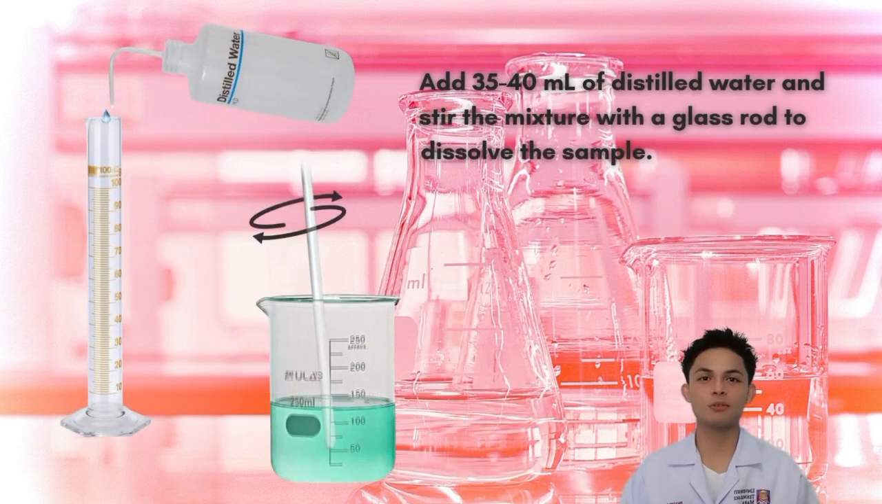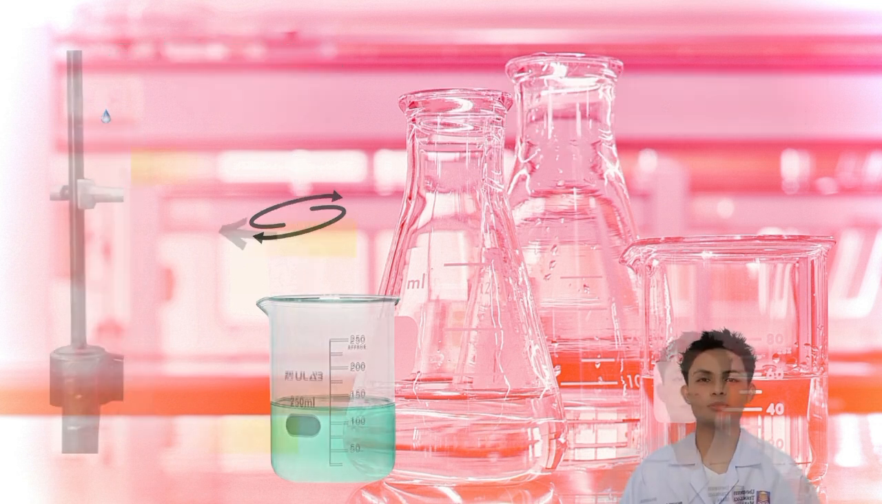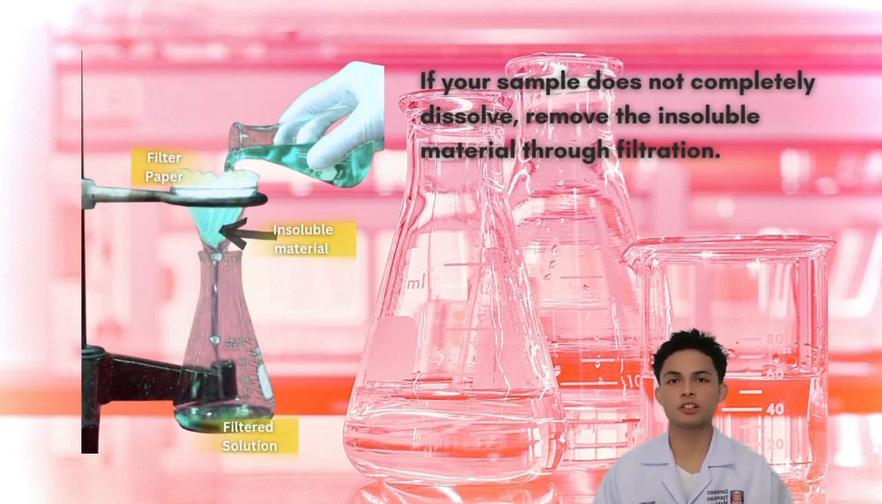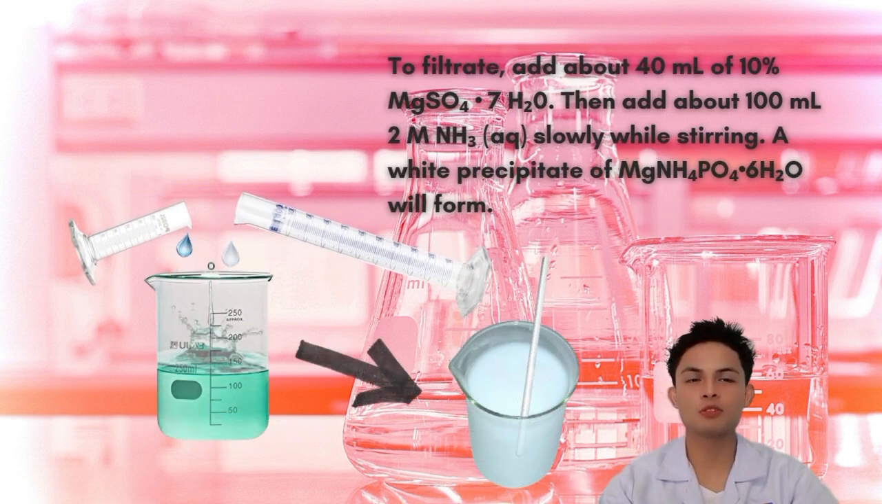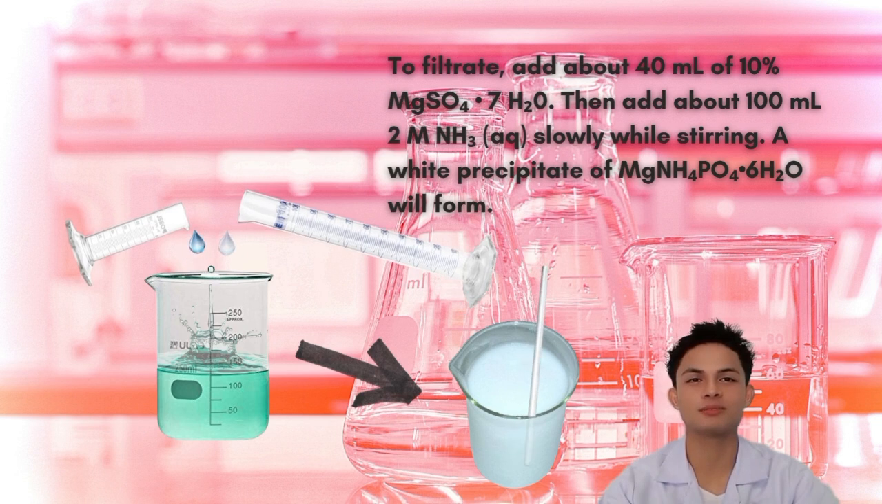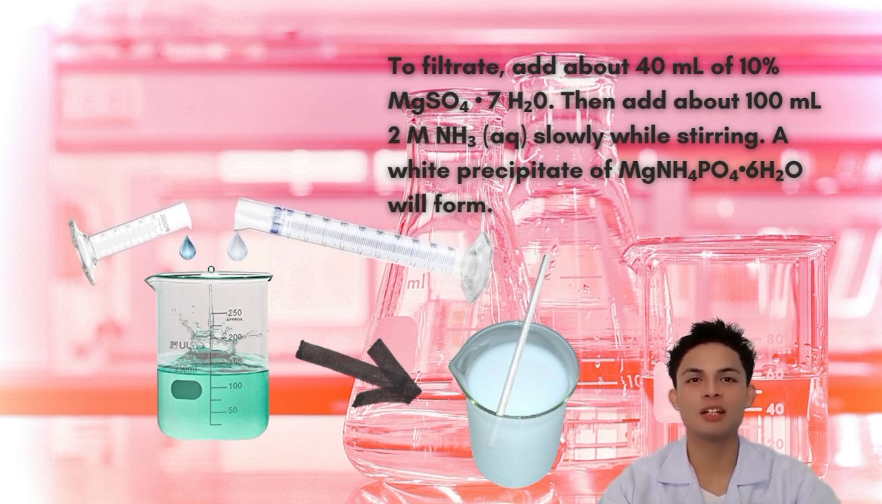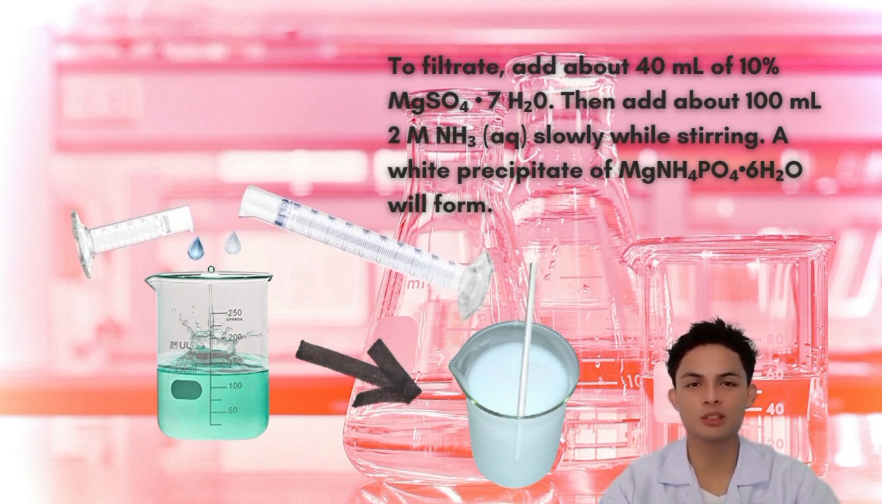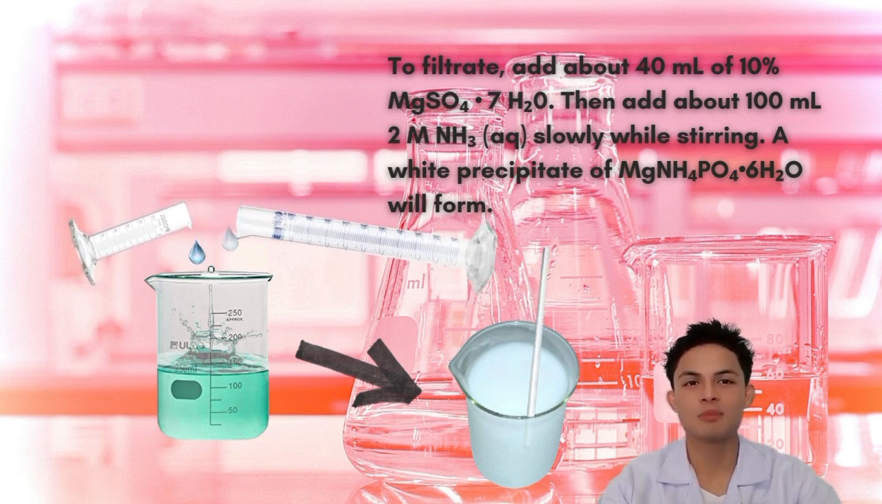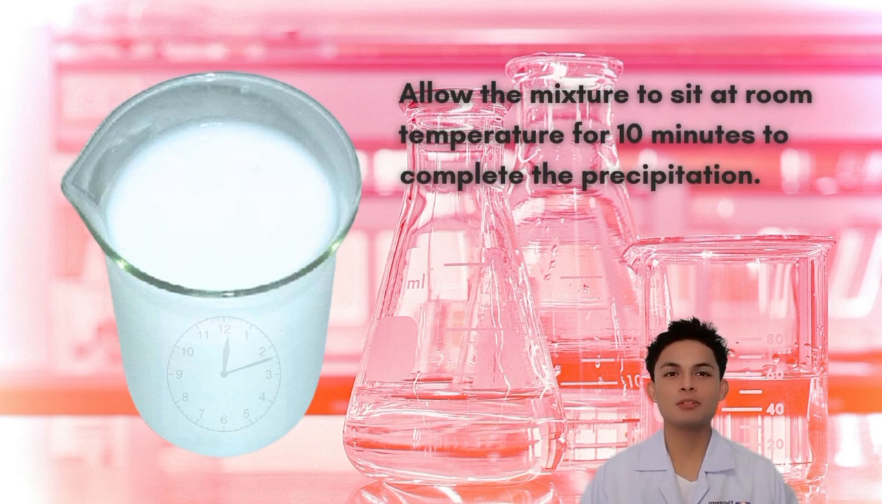After that, add 35 to 40 ml distilled water and stir the mixture with a glass rod to dissolve the sample. If your sample does not completely dissolve, just remove the insoluble material by filtration. Now, to have the phosphorus form a solid, add about 40 ml of 10% magnesium sulfate hexahydrate solution. Then, while stirring gently, add about 100 ml of 2 molar aqueous ammonia. You will start to see a white solid forming, that is magnesium ammonium phosphate hexahydrate. Then, leave the mixture at room temperature for about 10 minutes so the precipitation can fully complete.